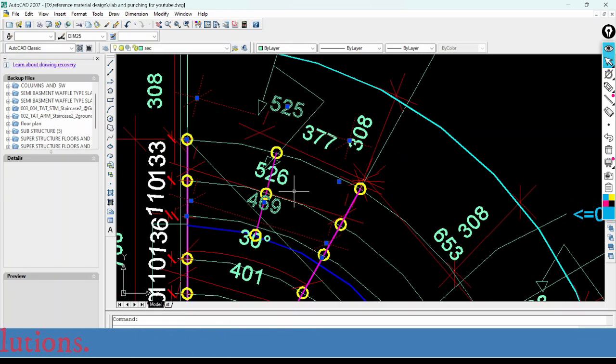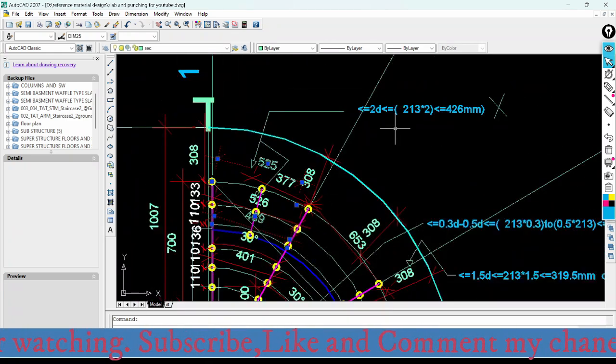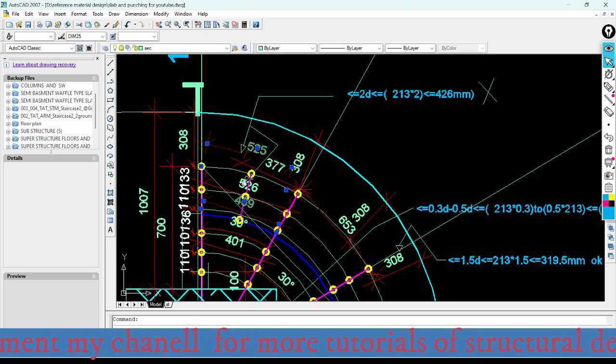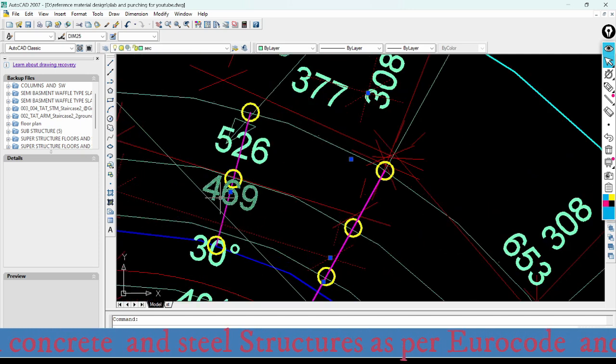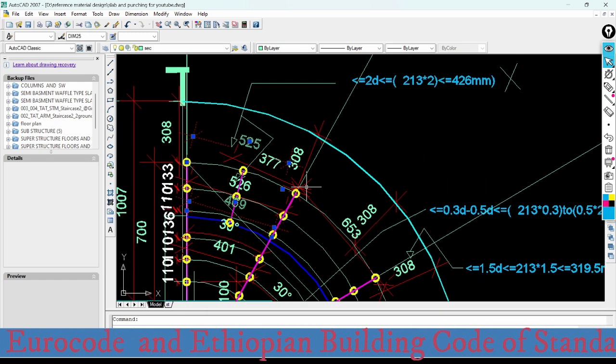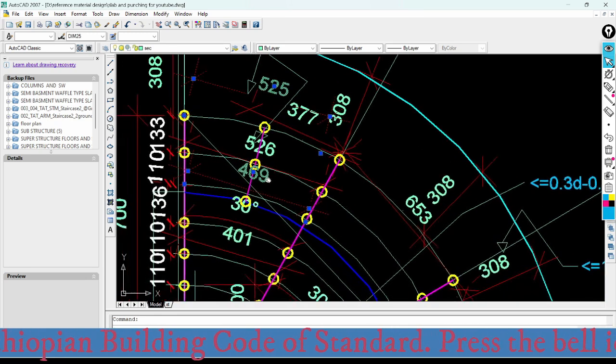So we are calculating and checking the maximum distance between two consecutive shear legs out of the basic perimeter. So it is 469. Here, the distance between two consecutive shear legs between the outer perimeter and the basic perimeter must be less than what? 2d. 2d is nothing but 426. But here it is 469, so it is exceeding the maximum limit. In this case, we need to provide secondary shear reinforcements.